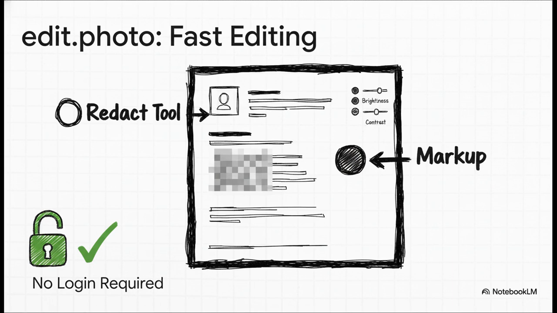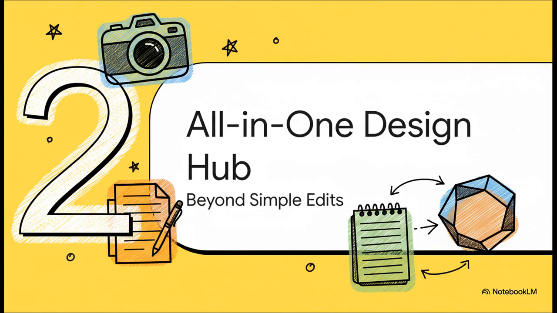Want to just add a quick arrow or a highlight? The markup tab is right there. It's got all the basics, filters, brightness, contrast, and the best part, no login required. You just get in, get it done, and export. Simple.